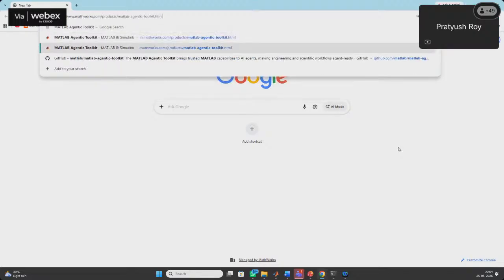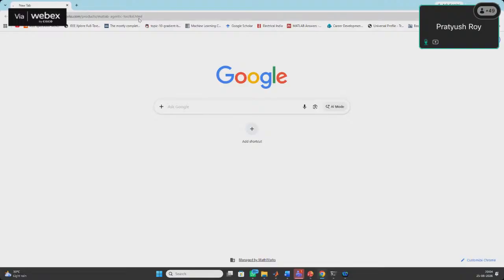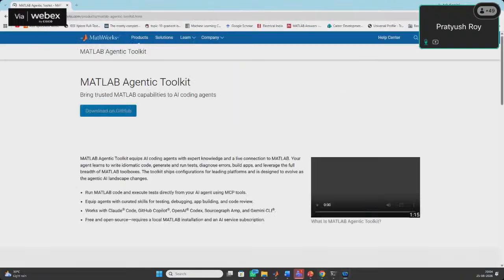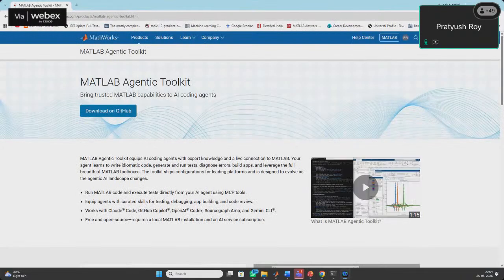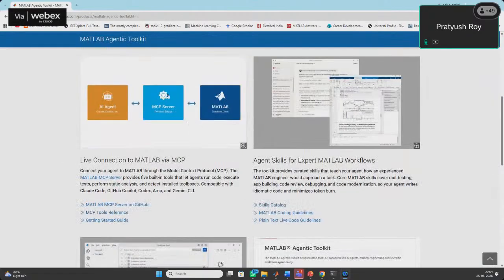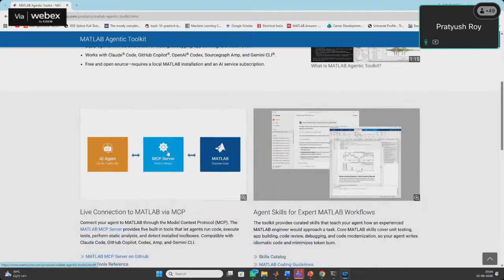Okay, I'll just show you the page and I'll paste it in the chat so you can also explore it later. So a MATLAB Agentic Toolkit essentially gives you the plugin, or sort of the wire or the cable, which helps you to connect a popular AI agent to MATLAB. Okay, so it has something called a model context protocol, which is like the interface between the AI agent, say a Claude or a Copilot or things like those, and it helps you to interface with MATLAB.